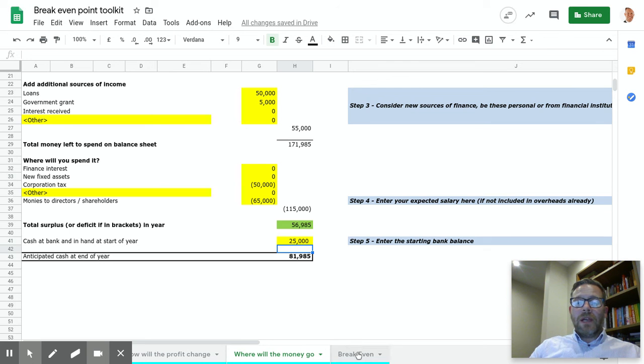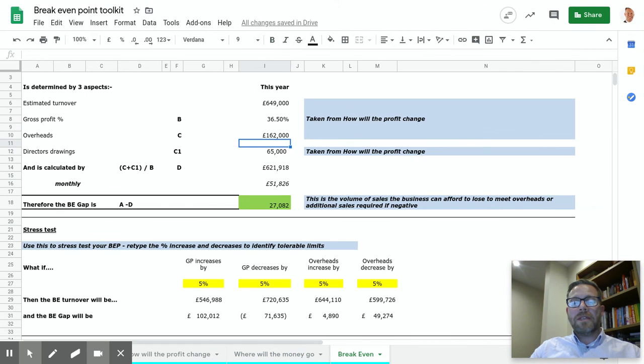So the last document we've got here is completely automated. You don't have to do a thing. It's the break-even position. So it takes the estimated turnover for the year, the gross profit that you're anticipating to make for the next year, and it looks at the overheads and the amount that you're drawing out as directors and shareholders. It then takes these two costs, overheads and drawings, expresses it as a percentage against the gross profit percentage, and that gives you the turnover that you need to break even. You need £621,000 in my example just to pay these two overheads off when expressed at 36.5%.